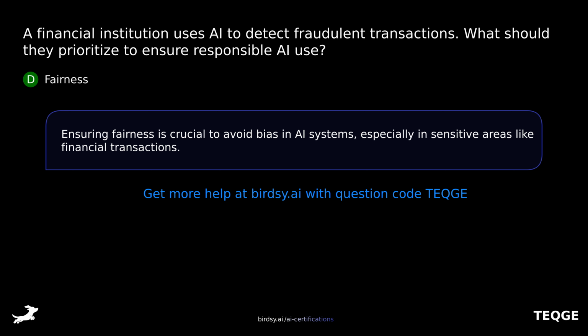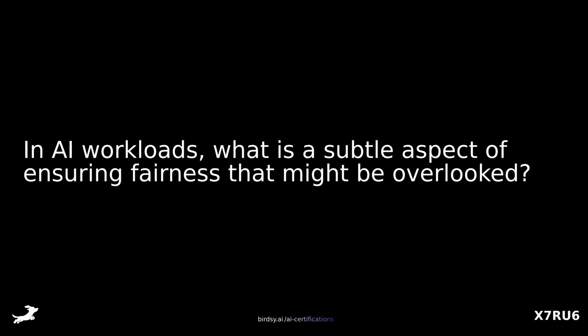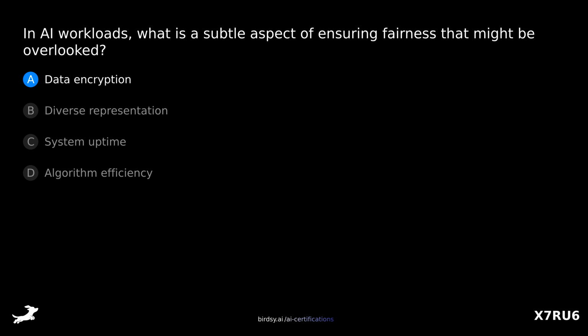Ensuring fairness is crucial to avoid bias in AI systems, especially in sensitive areas like financial transactions. In AI workloads, what is a subtle aspect of ensuring fairness that might be overlooked? Is it A, data encryption, B, diverse representation, C, system uptime, or D, algorithm efficiency? The answer is B, diverse representation.